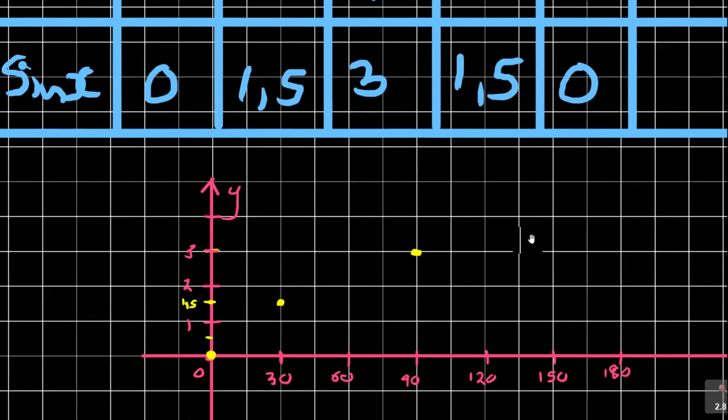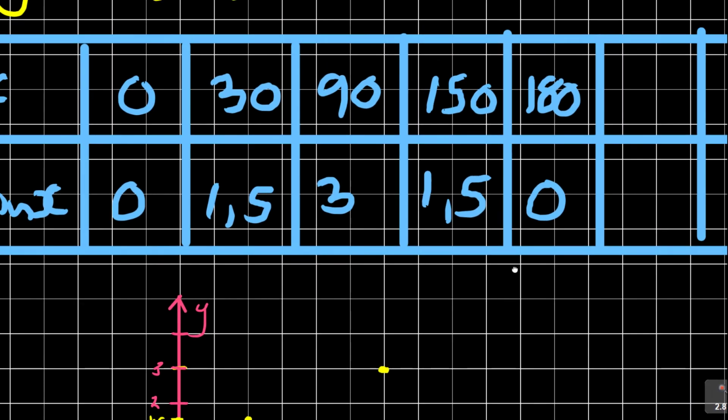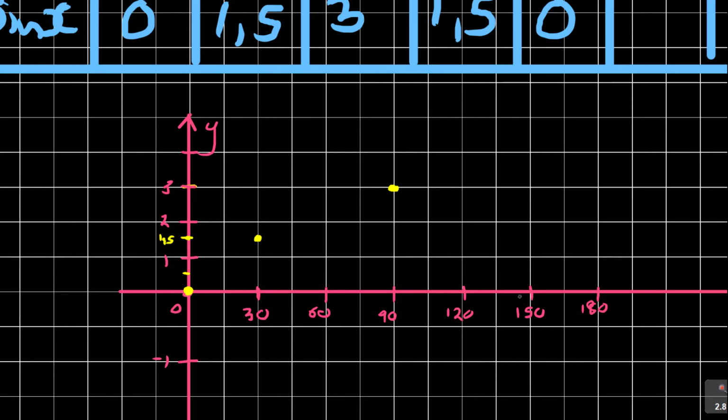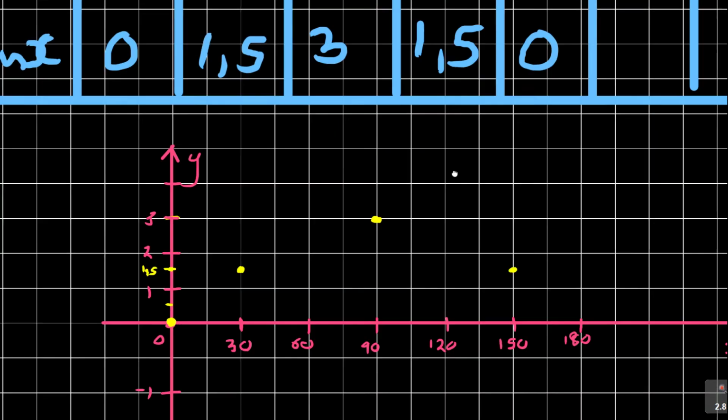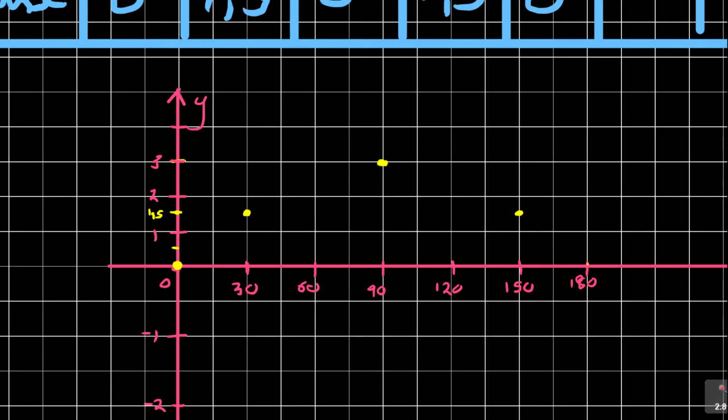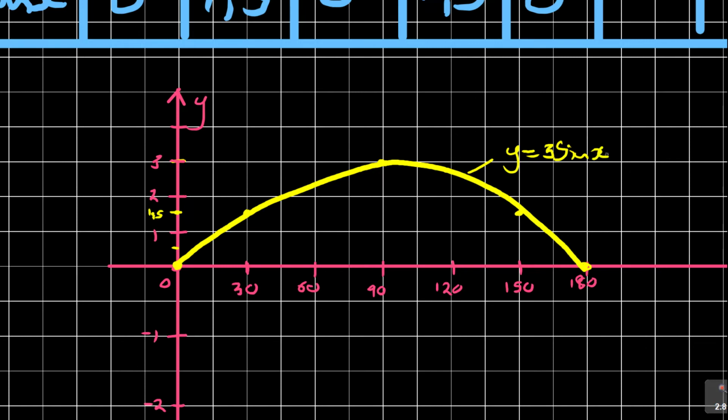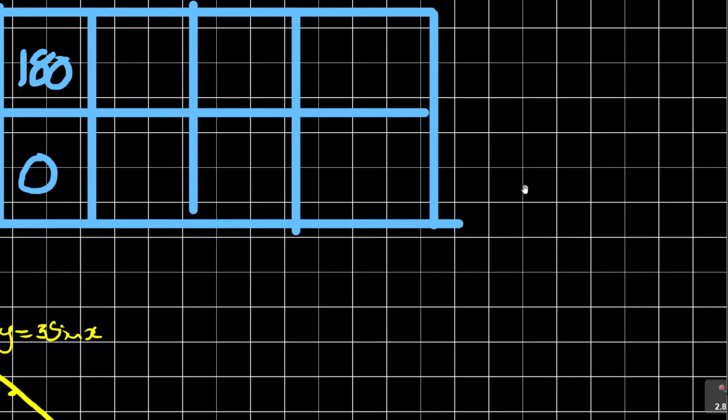And then the next one is 150 is 1,5, you are back to that point there, and 180 is 0, then you're back to that point there. So it will be something like this. So this is the graph, and then you need to label it to say this graph is y is equal to 3 sin x.